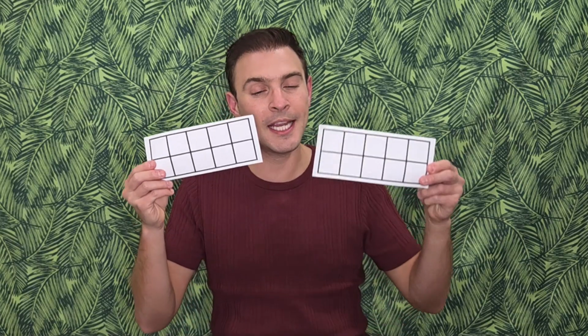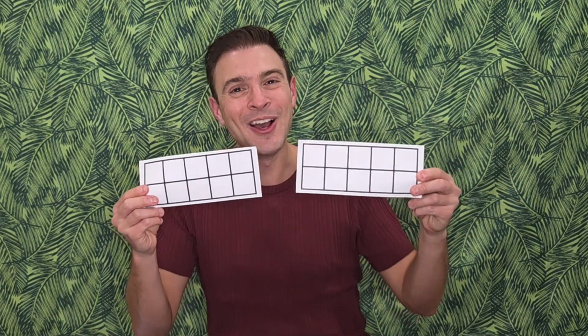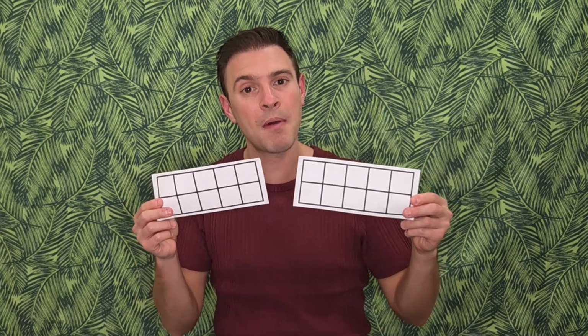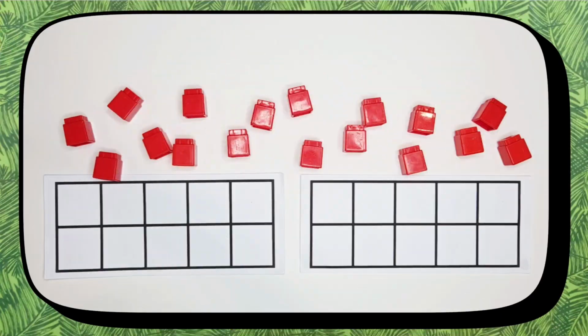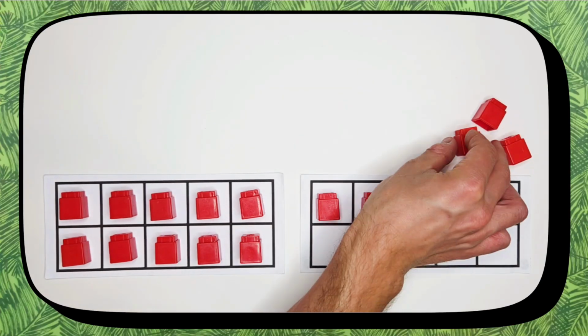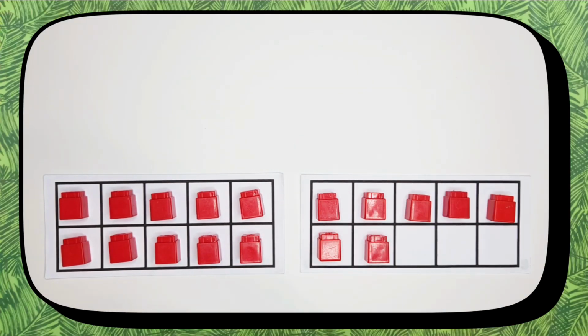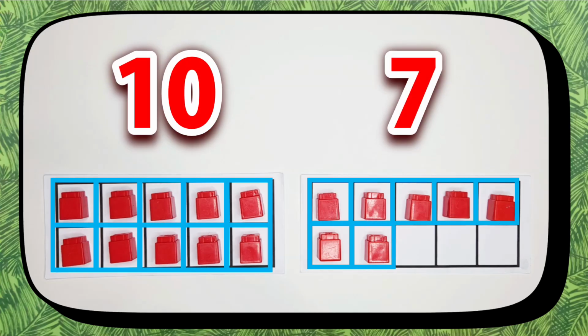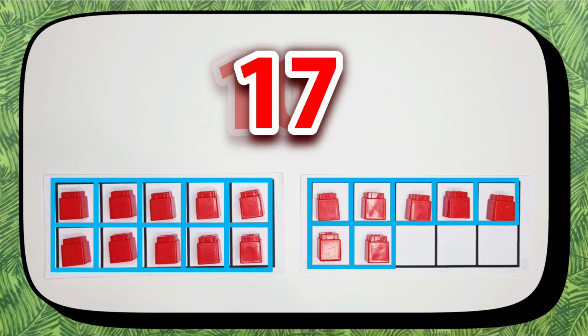A great way to organise bigger numbers is by using 10 frames. Now 17 is bigger than 10, so we're going to need 2 10 frames. Organise your collection of 17 into 10 frames while I organise mine. What do you notice? 17 is a full 10 frame and then 7 more. 10 and 7 is 17.